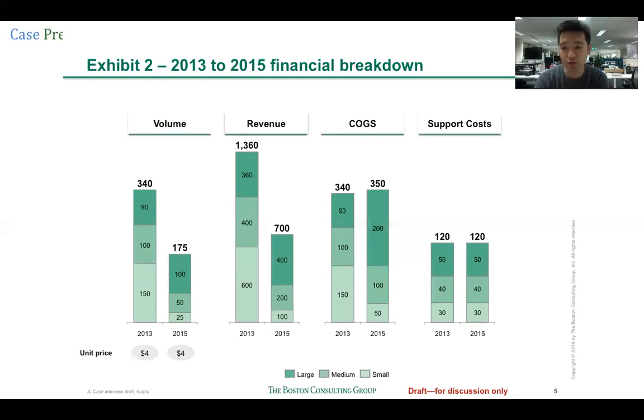So for example, you would have realized that during my analysis here, I didn't really talk about revenue changes, right? Because you can notice here that there's no change in unit prices. It's flat. So it's not really relevant to our question at hand. It's not explaining anything about a profitability drop.